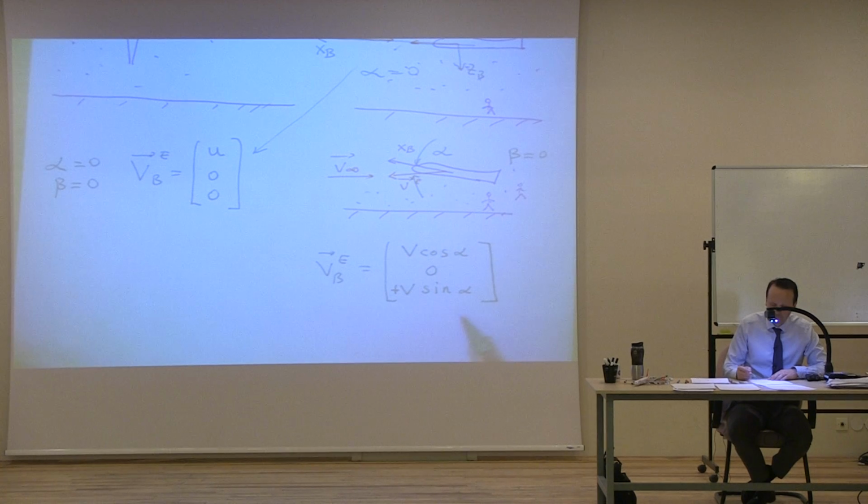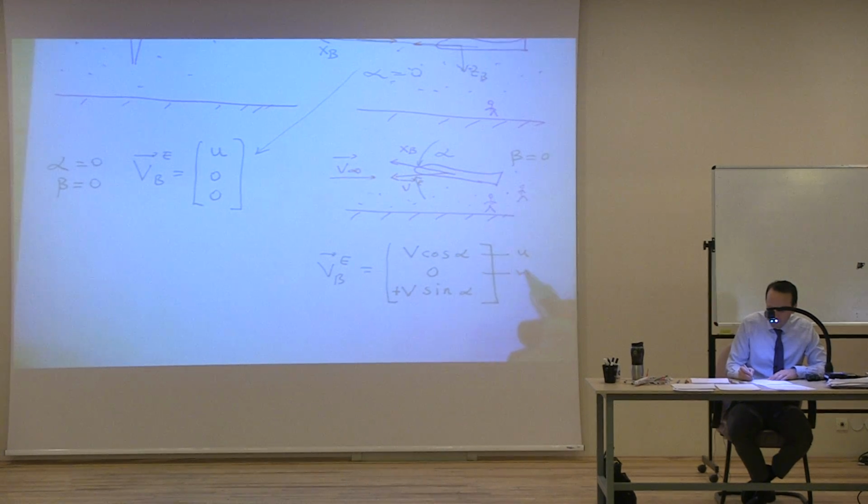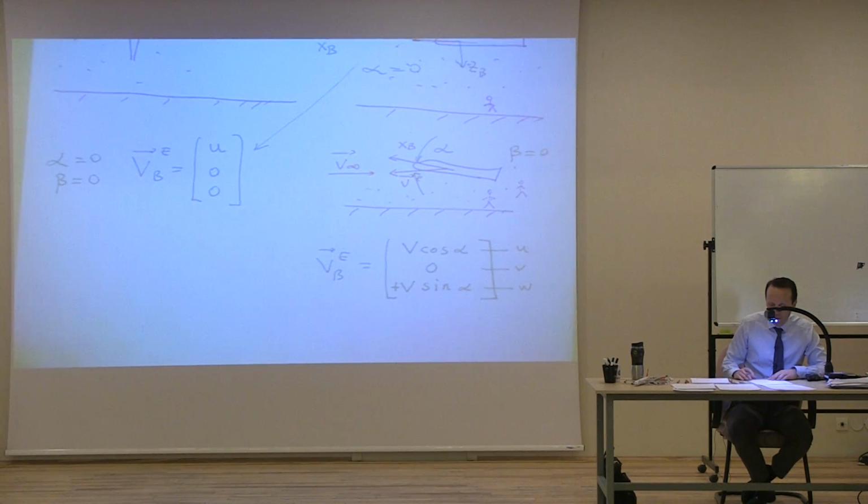Is that okay? Now here's what I claim. So this one here is U, this one here is V, and this one here is W, right? The body fixed velocities.